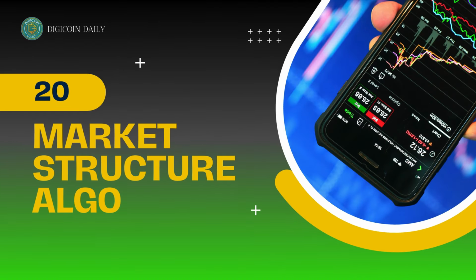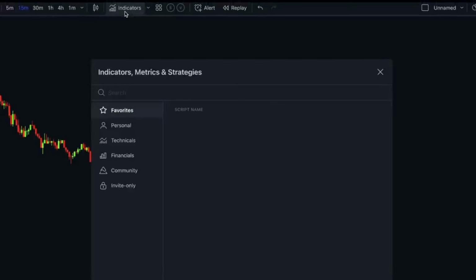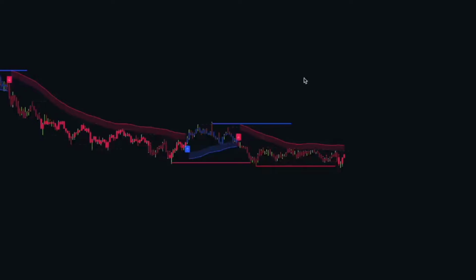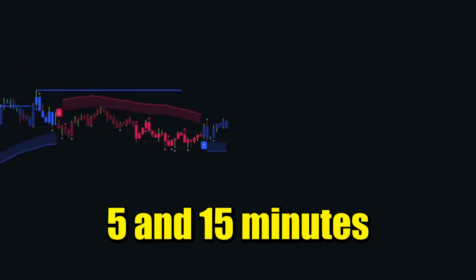Let's kick things off with the Market Structure Algo, our 20th essential indicator on the list. The Market Structure Algo by Omega Tools is a free tool that looks like a premium Lux Algo indicator. It works best in shorter time frames like 5 and 15 minutes.